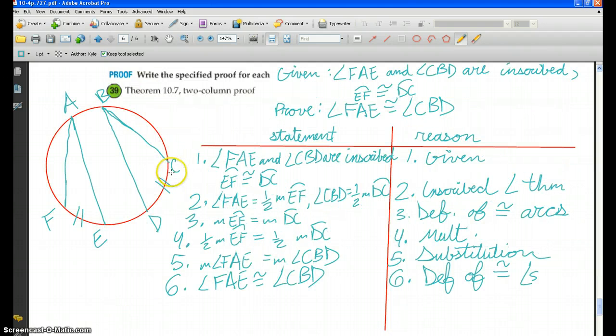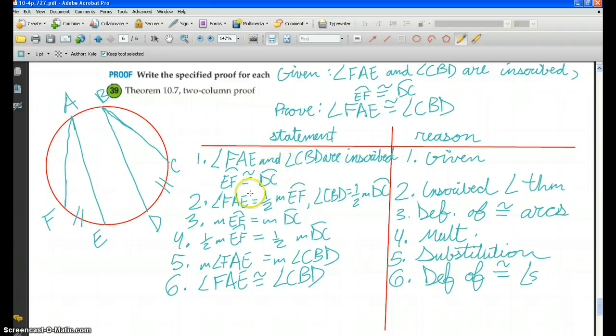On 39, we want to write a two-column proof for theorem 10.7, which says that if angle FAE and CBD are inscribed and arc EF is congruent to arc DC, then angle FAE and CBD are congruent. So basically what it states is that if you have two inscribed angles that intercept congruent arcs, then those two angles will be congruent. So let's state our given information, everything that we had up here.